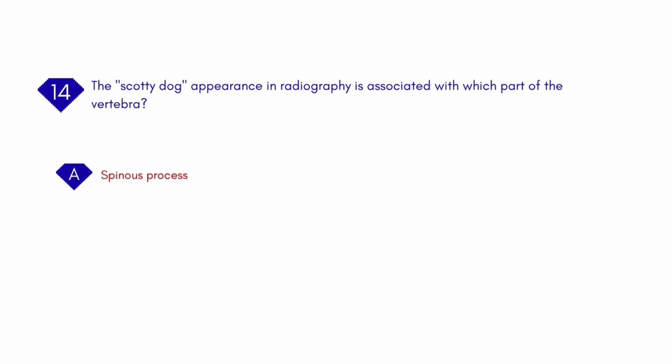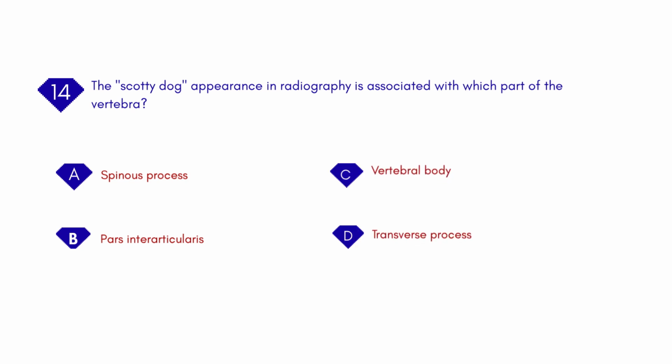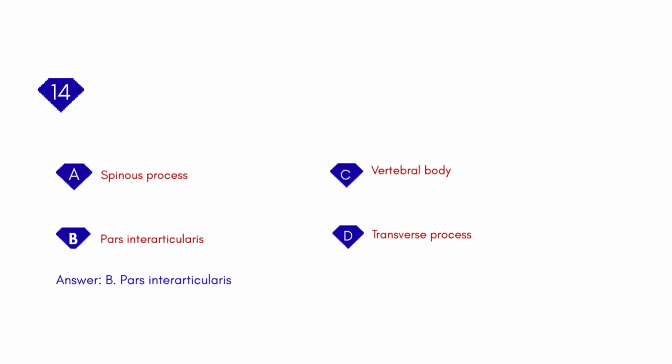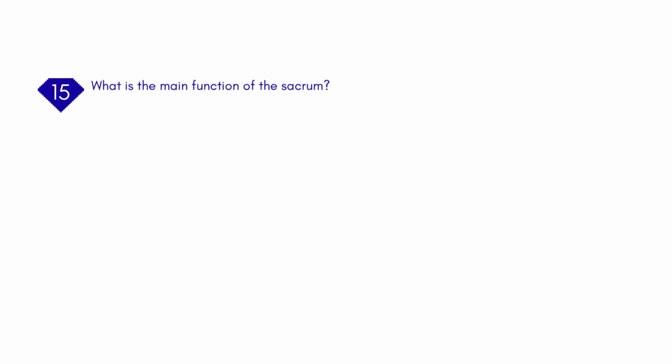The Scotty dog appearance in radiography is associated with which part of the vertebra? A. Spinous process. B. Pars interarticularis. C. Vertebral body. D. Transverse process. Answer: B. Pars interarticularis.